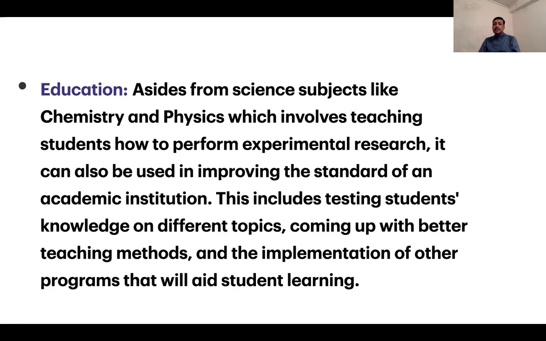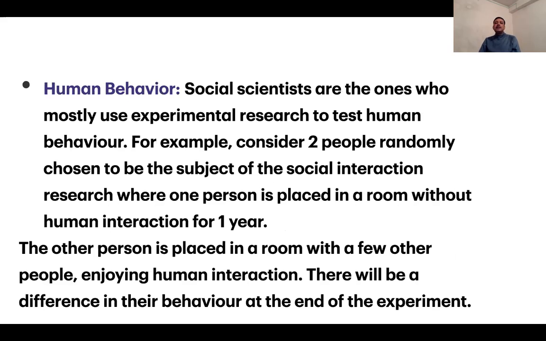Education, aside from the science subjects like chemistry and physics, which involve teaching students how to perform experimental research, can also be used in improving the standards of an academic institution. This includes testing students' knowledge on different topics, coming up with better teaching methods, and the implementation of other programs that will aid students' learning. And the third one is human behavior.